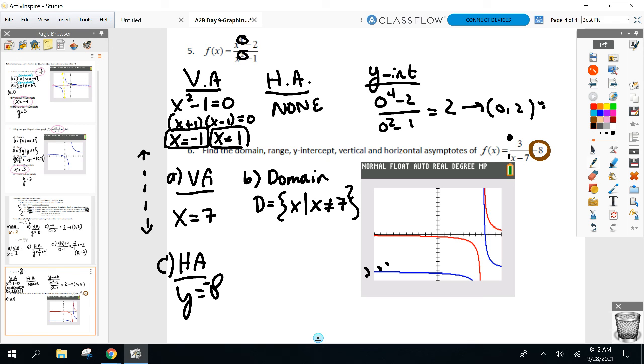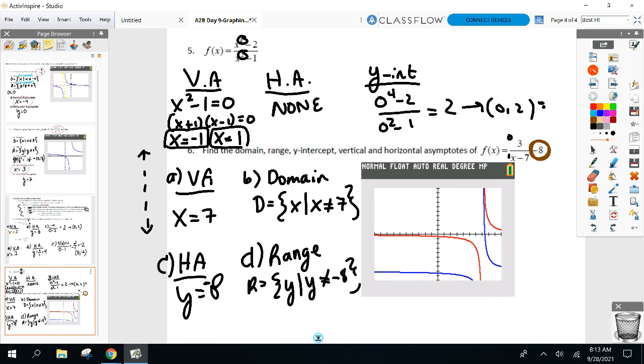What's your range then? Let's keep going. What's your range? Y, so the range is y such that, what can't y equal here? -8. Yep, cannot equal -8. They go together, the range and horizontal asymptote.